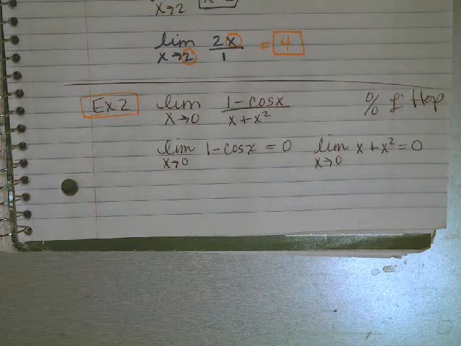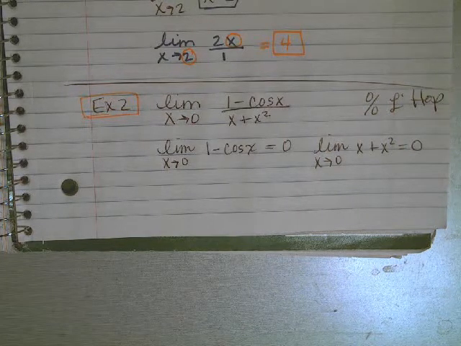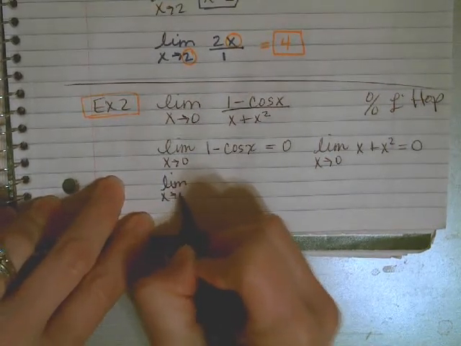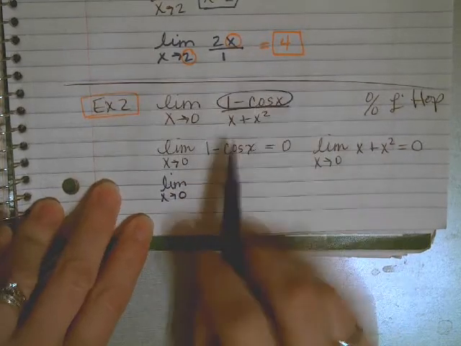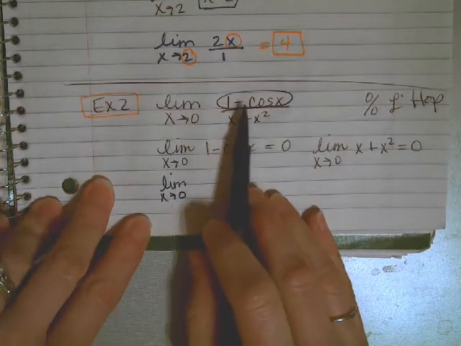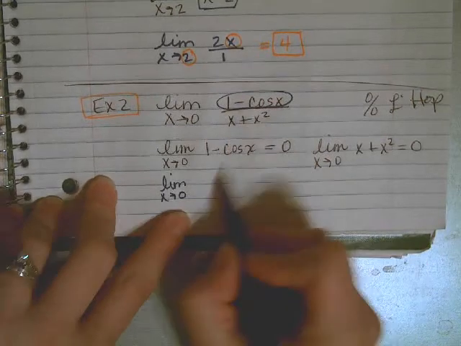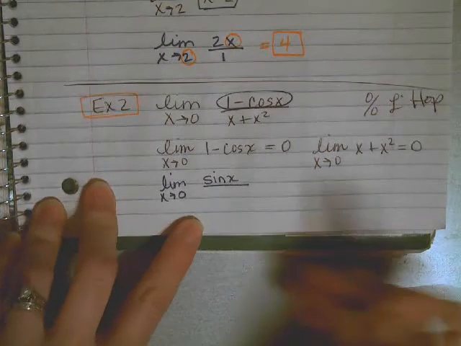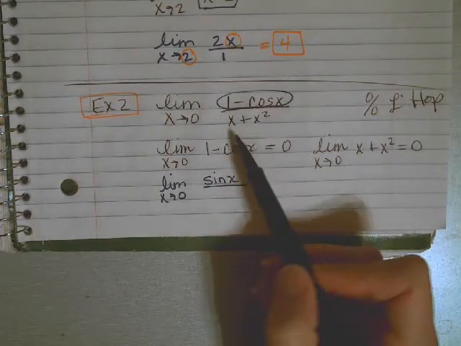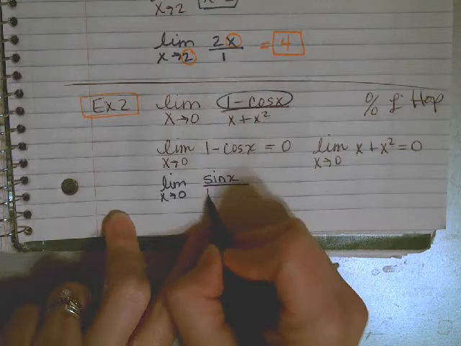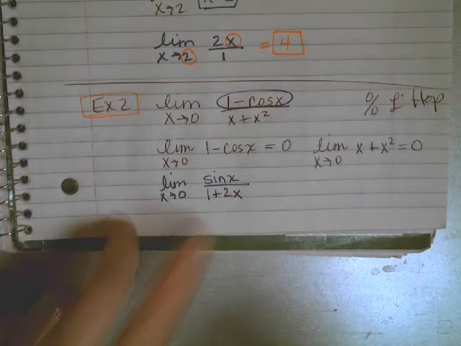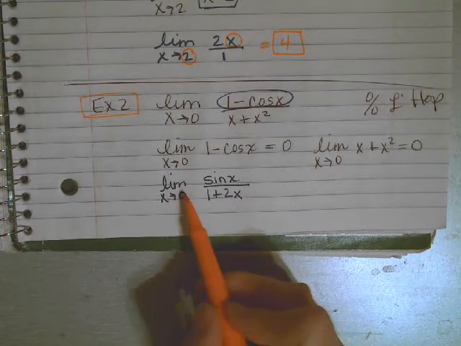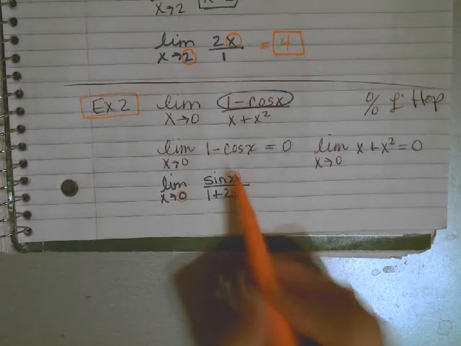L'Hopital's rule only works on limits. So now I'm going to do the derivative of the numerator. The derivative of 1 is 0, and the derivative of negative cosine is a positive sine of x. And then the derivative of my denominator is much easier with power rule. I get 1 plus 2x. Now I plug in 0 right here for x in both places.